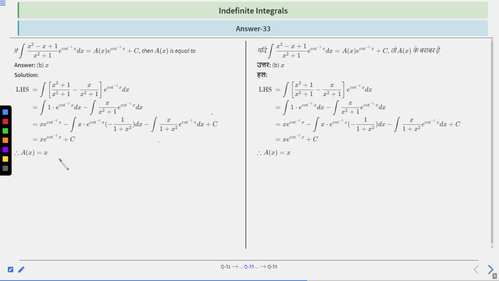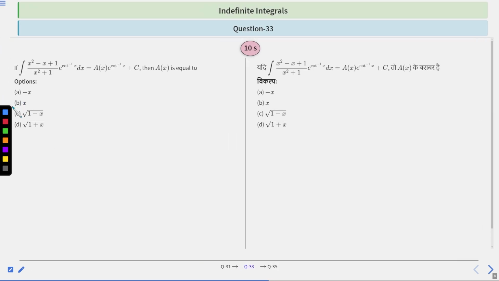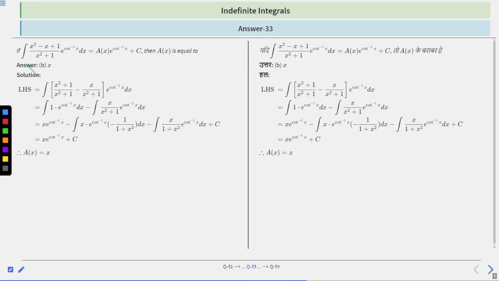So the answer is of the form A(x) e to the power cot inverse x plus c. By comparing, you will get A(x) as x. Clear? So I think option B is the right choice. Got it?